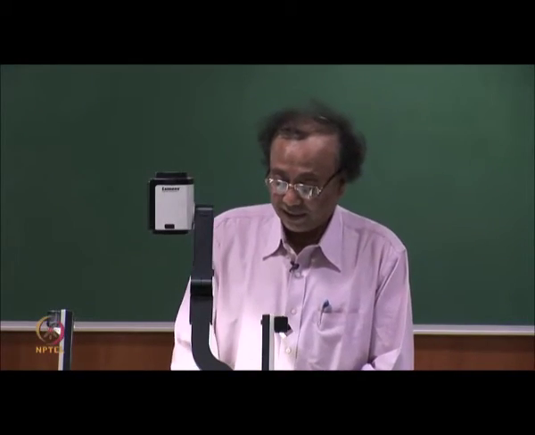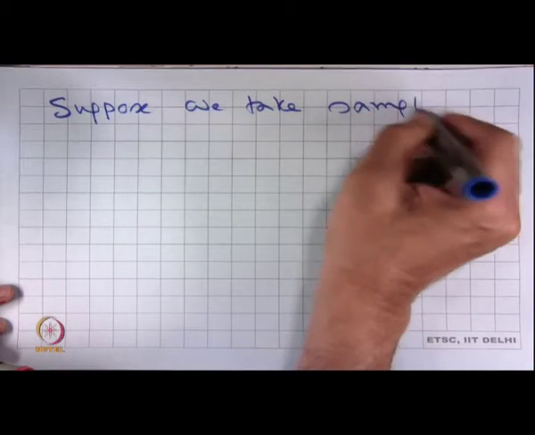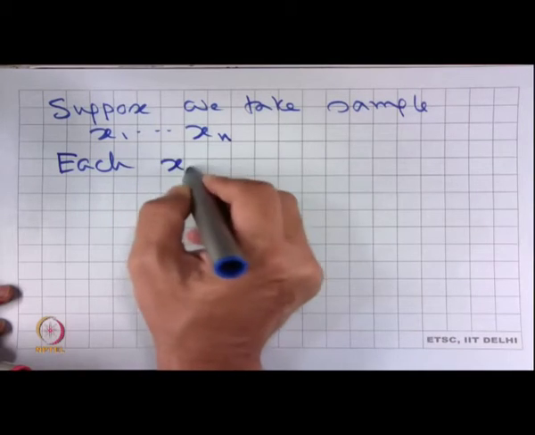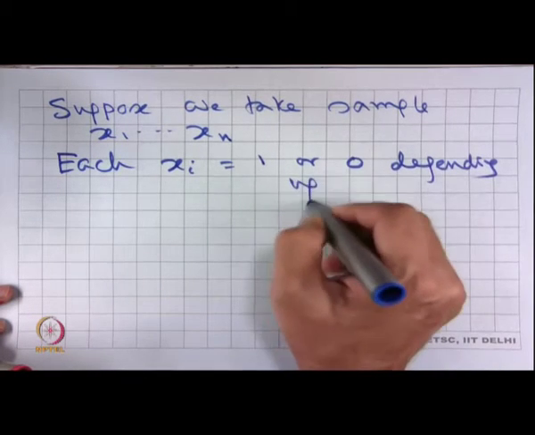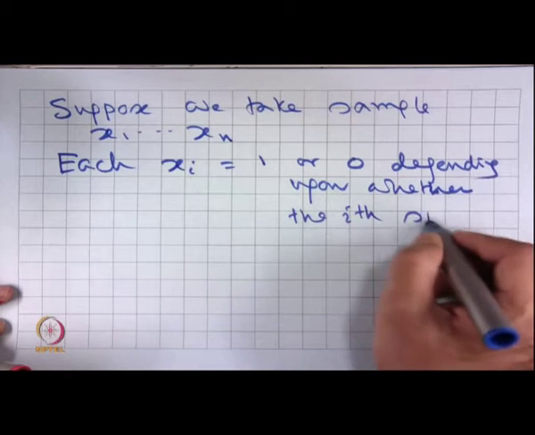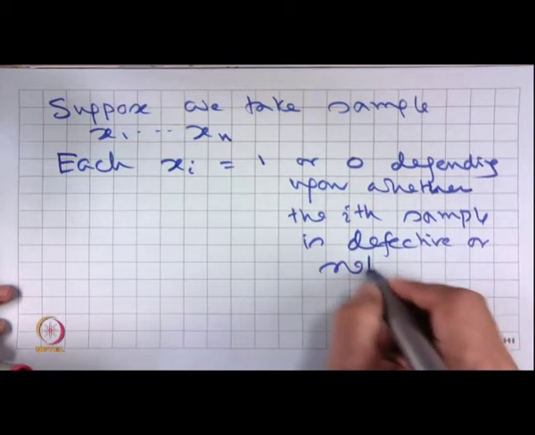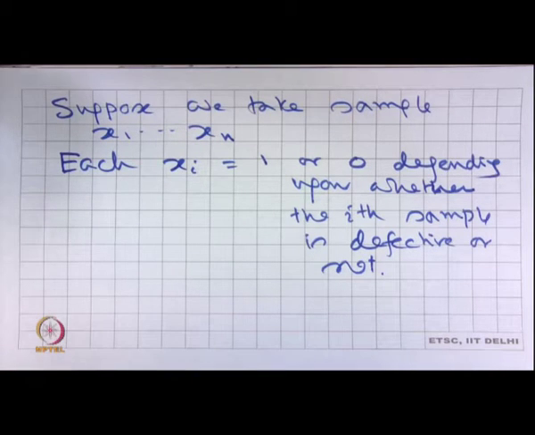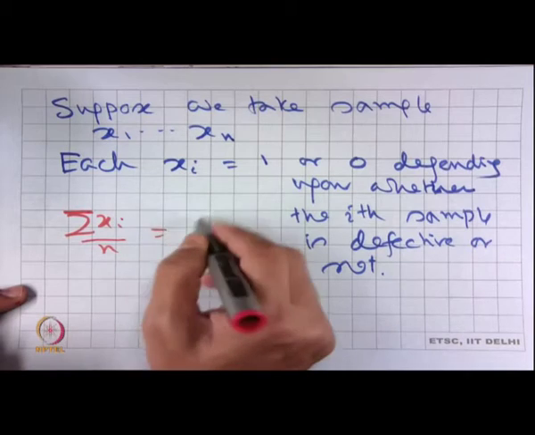And suppose we take a sample, each x i is equal to 1 or 0 depending upon whether the ith sample is defective or not. Therefore, now what is the sample mean? Sample mean is actually f by n, and sigma x i upon n is equal to f by n.